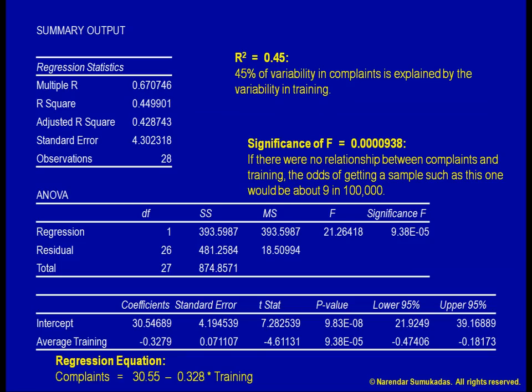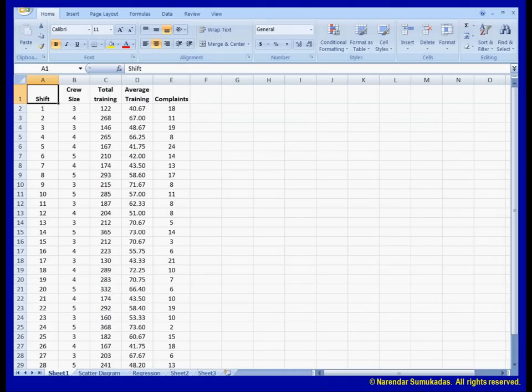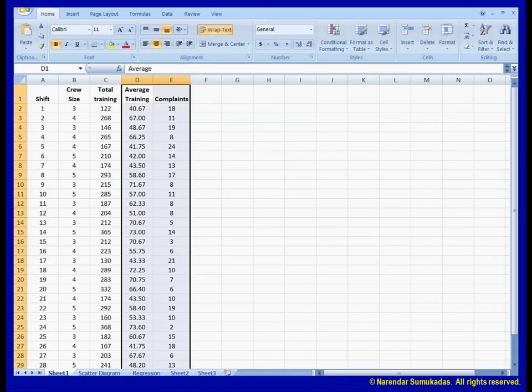Based on this information, I now have to decide whether I should invest more money into employee training or not. The remainder of this presentation shows how to create a scatter diagram and conduct regression analysis using Excel.